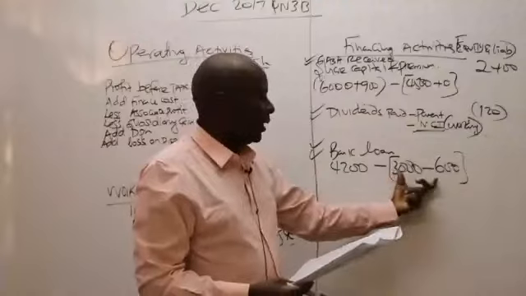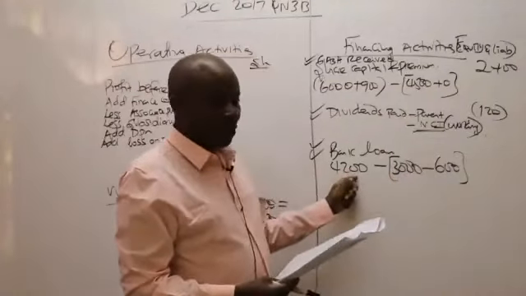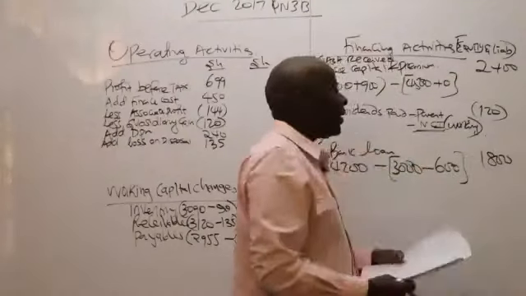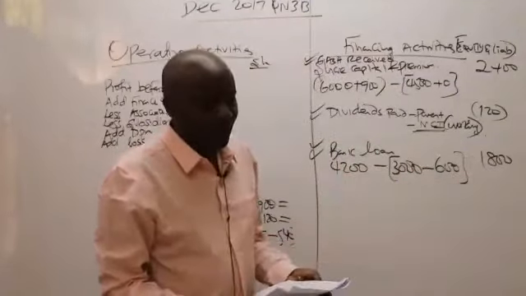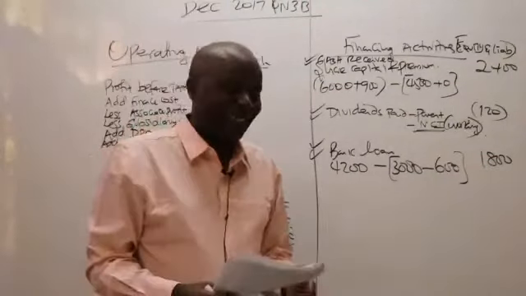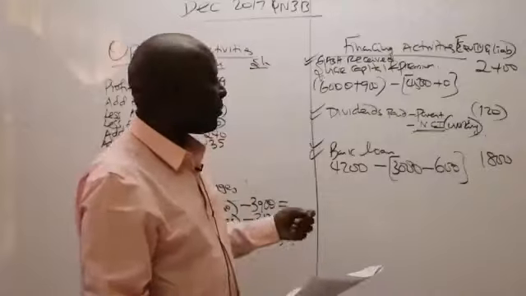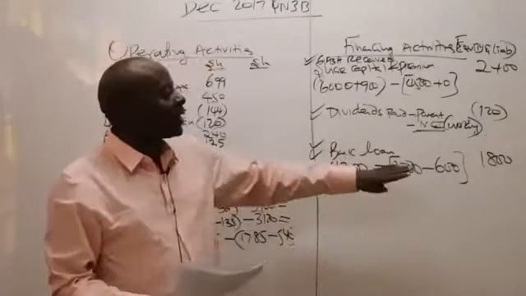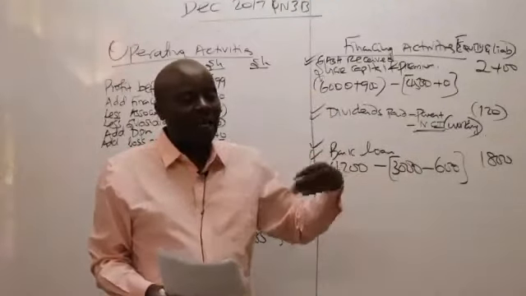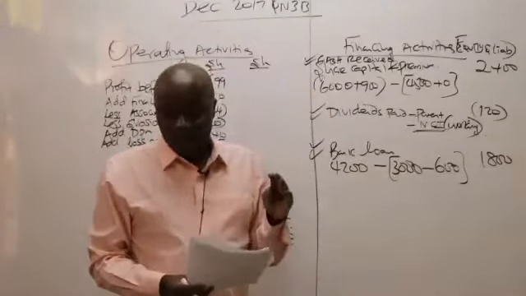Hebu subtract hii alafu less kwa hii for 200. Uniambia nakuja ngapi? 1,800. So this 1,800, is it positive or negative? It's positive. So if it's positive, si lazima uandike narration, wachana ikiwa positive. It's a cash inflow.